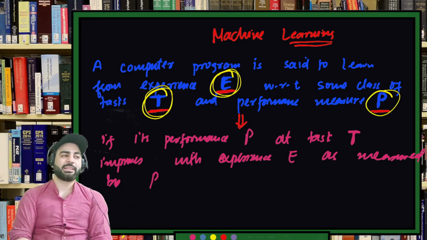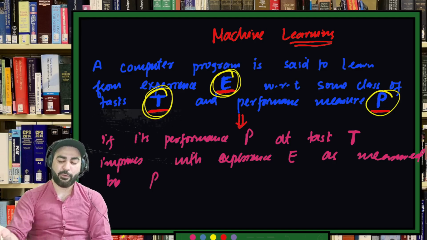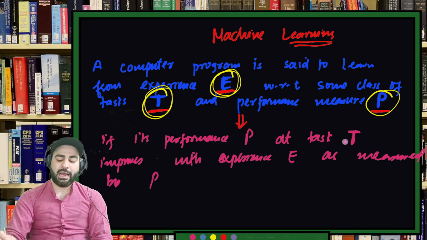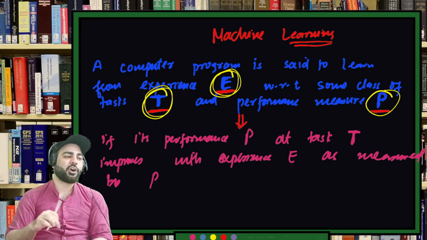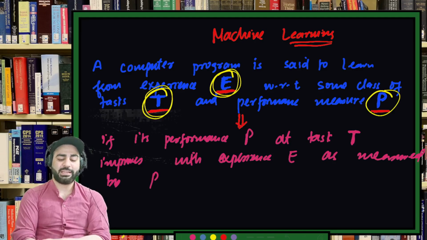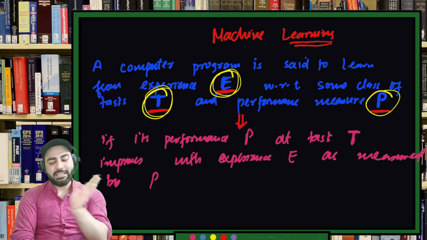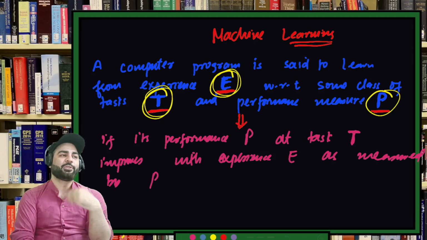So with experience E, if it's performance P, your performance P at the task T improves with experience E as measured by P. How many of you at least got an intuitive understanding of this definition? What is the definition saying? It says if you are performing any task T, then with experience E, as measured by the performance factor P, it should somehow improve.